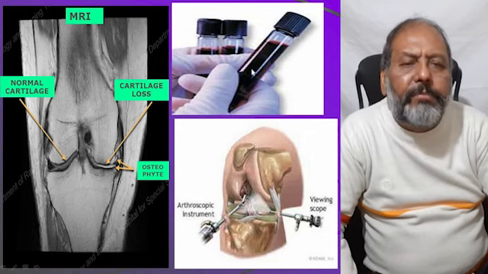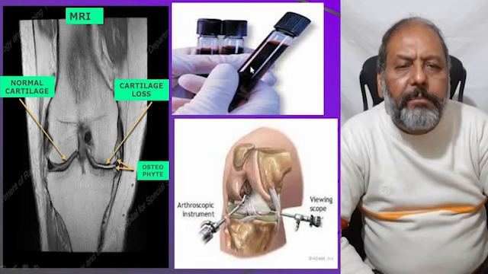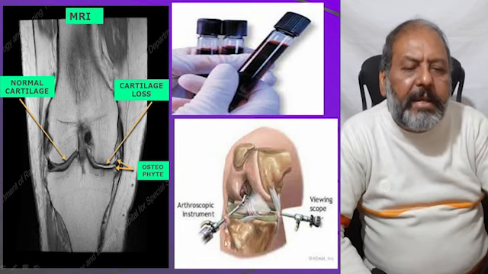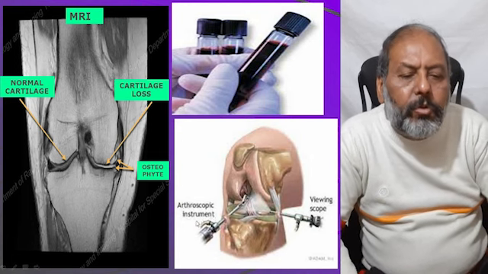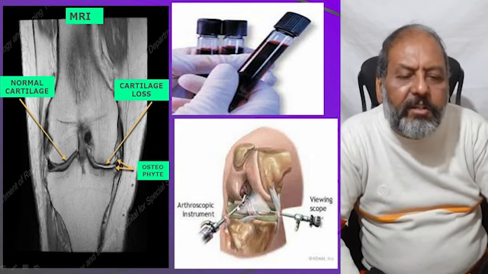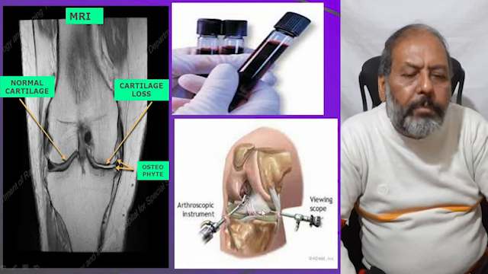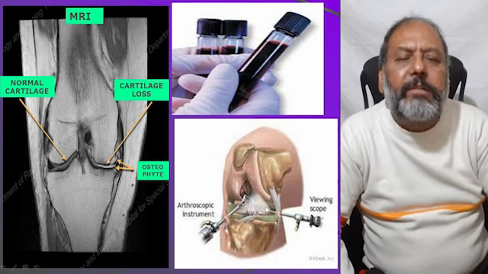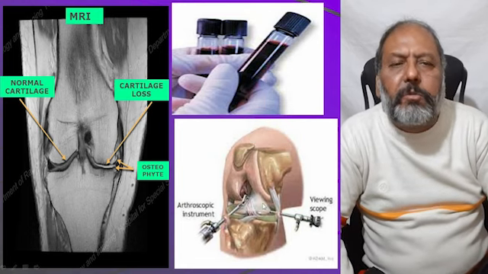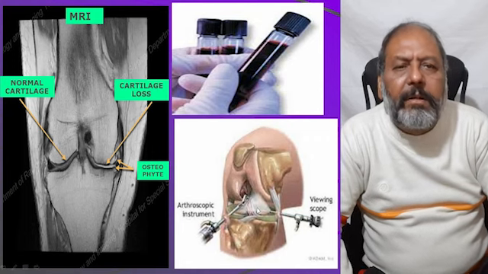Then one can have the blood test to rule out other problems with similar presentation and symptoms, and one can go for the arthroscopy. This is the arthroscopic instrument which is inserted into the joint, and one can view through the viewing scope the different structural damage inside the joint, and one can also clear the debris which is there in the joint by this arthroscopy.